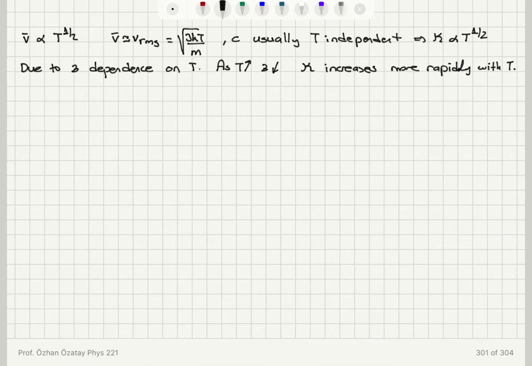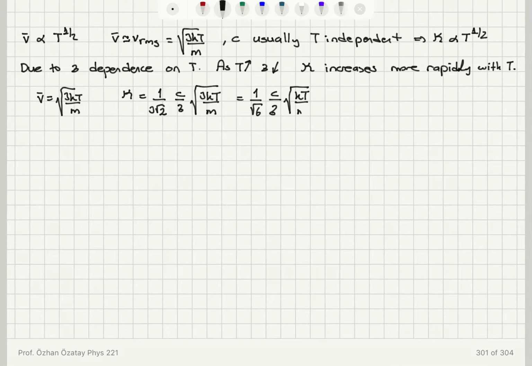So let's substitute this V bar is equal to square root 3 kT over m into our kappa, where we would have 1 over 3 square root 2 C over sigma times square root 3 kT over m, and you would get 1 over square root 6 C divided by the total scattering cross section times square root kT over m. Again, the temperature dependence comes from the T to the 1/2 dependence of V bar, and also the total scattering cross section, which decreases with increasing temperature.